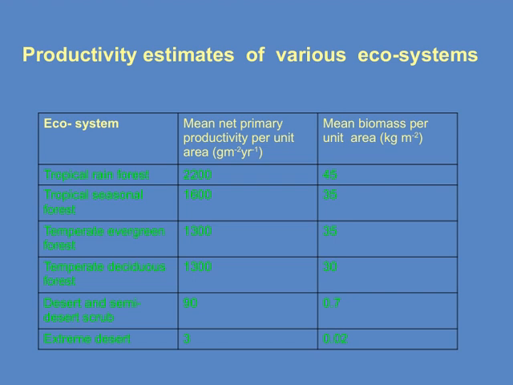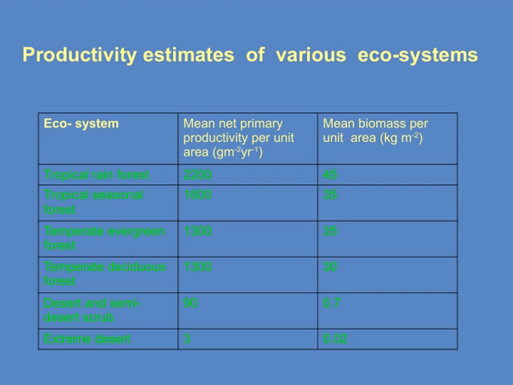Temperate evergreen and deciduous forests show similar productivity levels, both around 1,300 grams per year. The evergreen forests tend to maintain their foliage year-round, while deciduous forests shed their leaves seasonally, yet both sustain significant biomass, between 30 and 35 kilograms per square meter. In stark contrast, deserts and semi-desert scrublands have much lower productivity, only about 90 grams per year, and their biomass is minimal, roughly 0.7 kilograms per square meter.